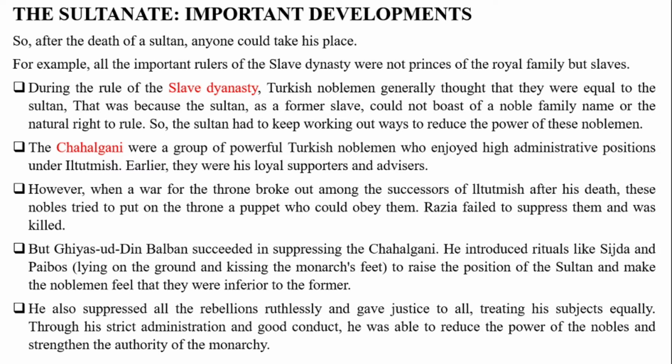Then came Ghiyas-ud-din Balban, who succeeded in suppressing the Chihalgani. He introduced the rituals of Sijda and Paibos to raise the position of the Sultan and make the noblemen feel that they were inferior to him. He also suppressed rebellions and gave justice to all, treating his subjects equally through his strict administration and good conduct. He was able to reduce the power of the nobles and strengthen the authority of the monarchy.